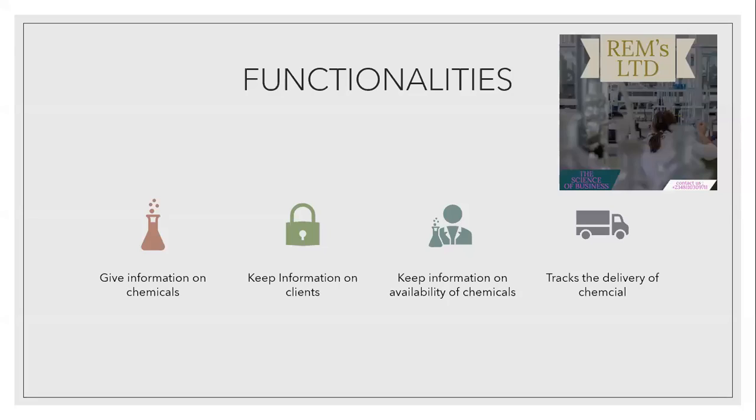Now, for their functionalities, they give information on the various chemicals, keep information on clients, keep information on the availability of chemicals, track the delivery of chemicals, because this is one of the problems Rem'S Limited had in the past. They were not able to track their orders to the various clients, so clients usually received the wrong order.